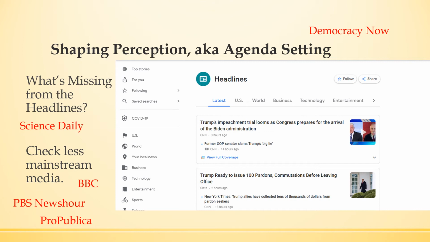ProPublica is another good sort of outside of the mainstream source, very objective. Investigative journalism. So these are some ideas for if you're like, well, I'm interested, but I don't know what's outside of the media because all I get is generic media. These are some places you could go look to expand your range.